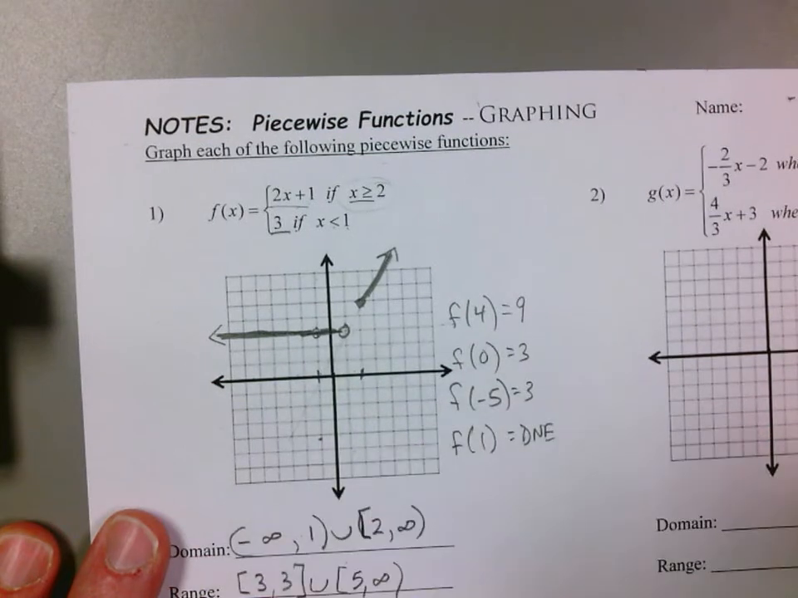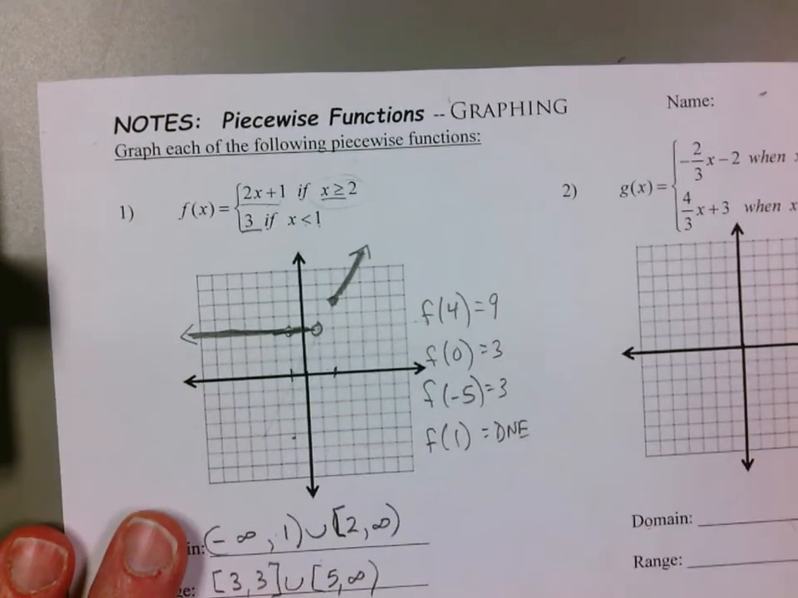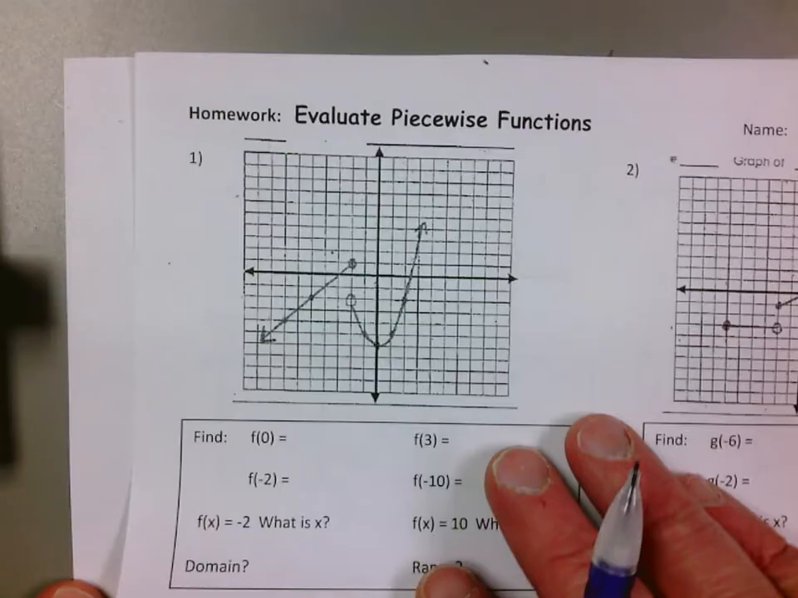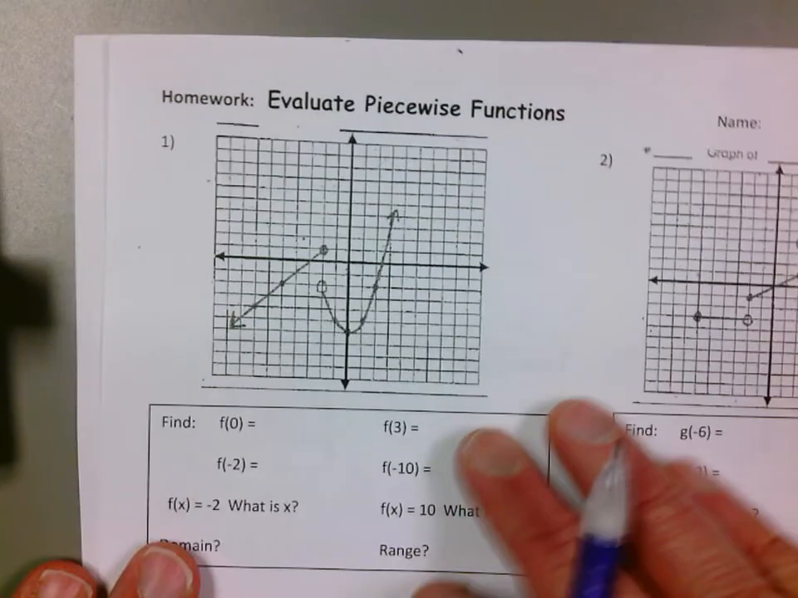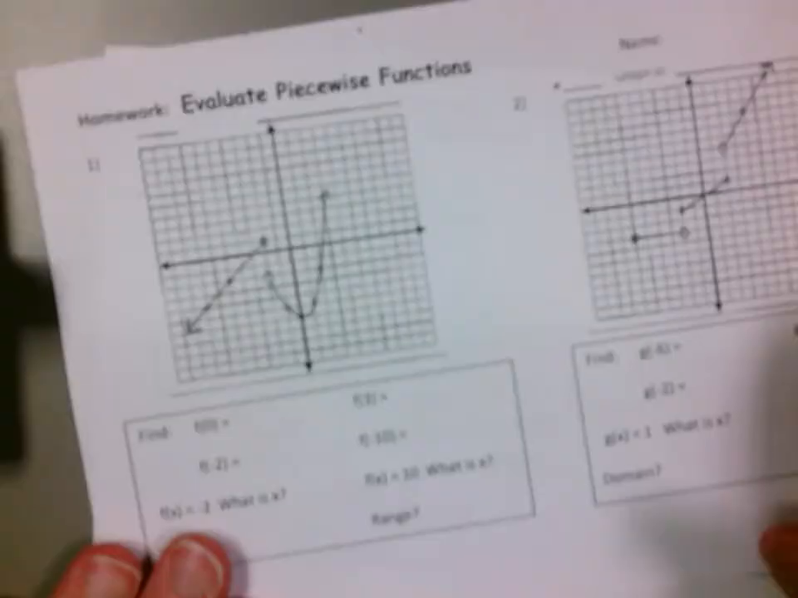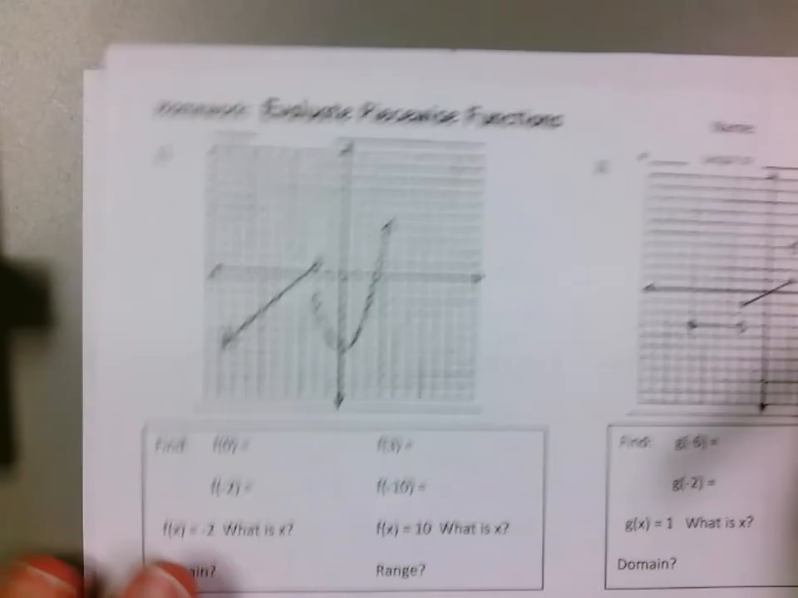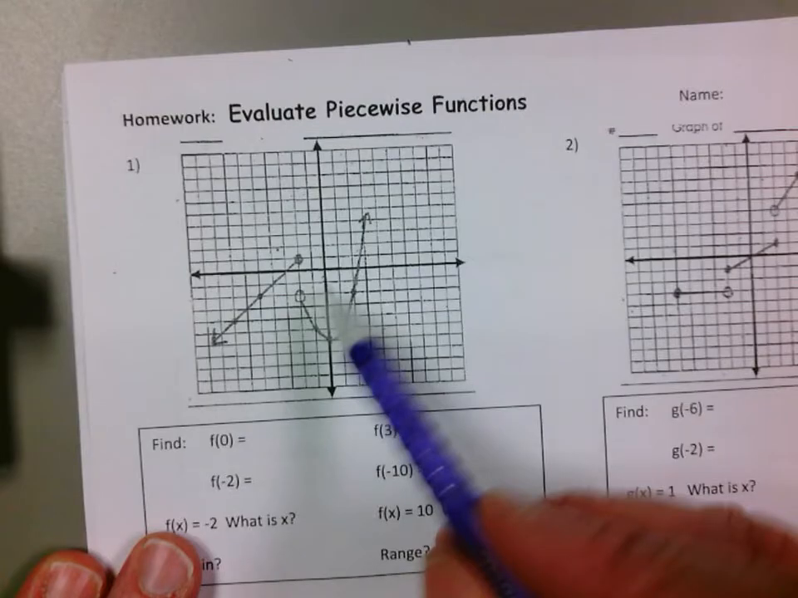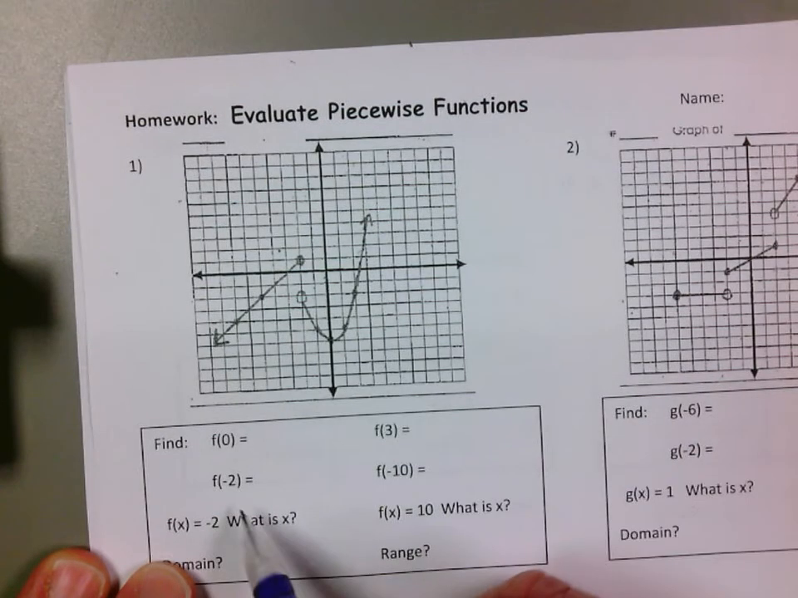Okay, so on this graph, on the homework, you already have the graph for you. You don't have to write an equation. You could, though, if you had to. And it's asking you to find those function values.